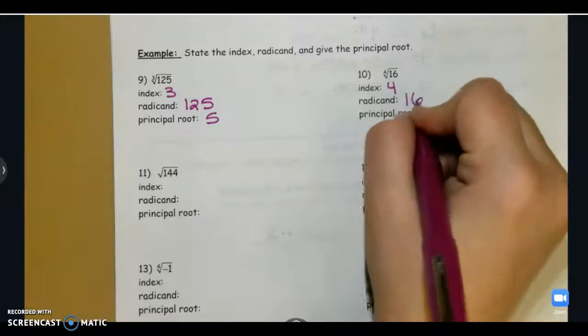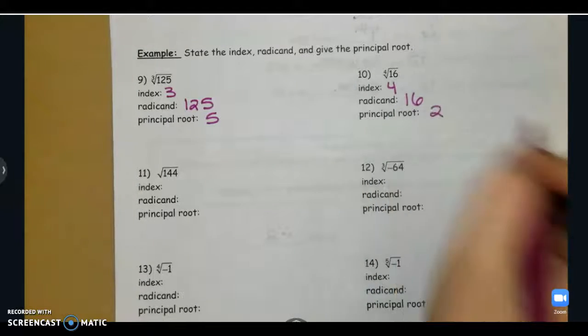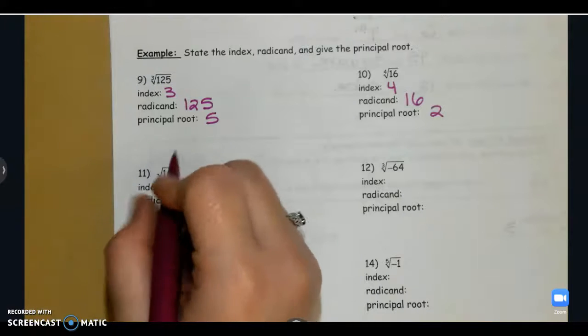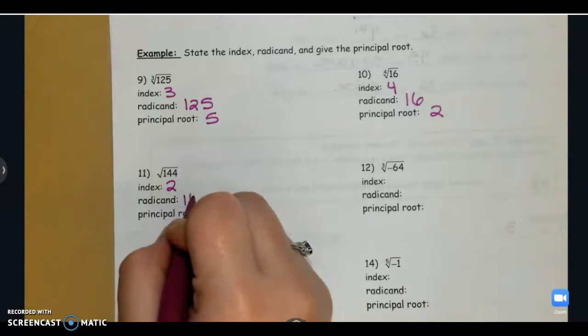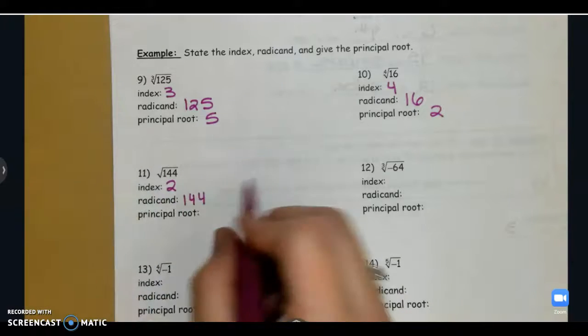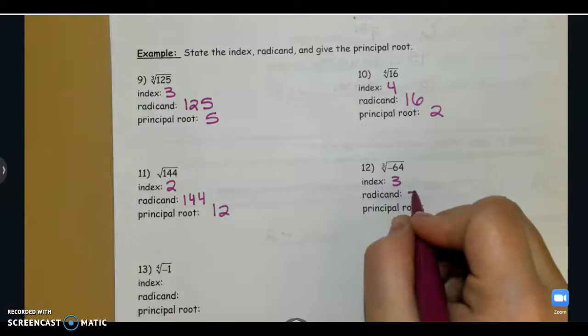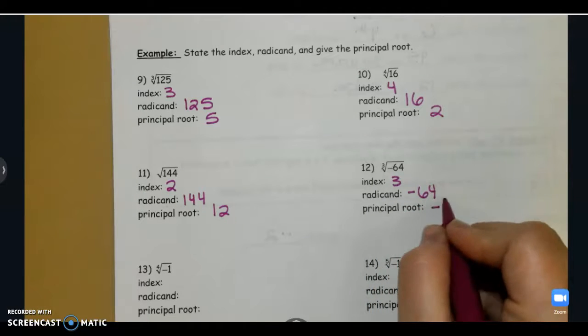Index 4, radicand 16. The principal root is going to be positive, and that would be 2. The index is 2. If we don't have a number there, remember we're assuming it's square root, so that would be 2. The radicand is what's inside, and the principal root, we're going to match the sign, is positive 12. Index 3, radicand negative 64, which means our principal root is going to be negative 4.